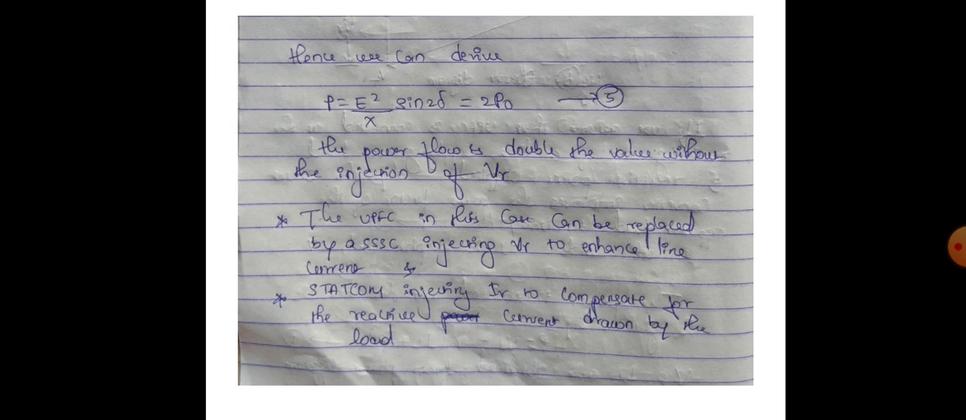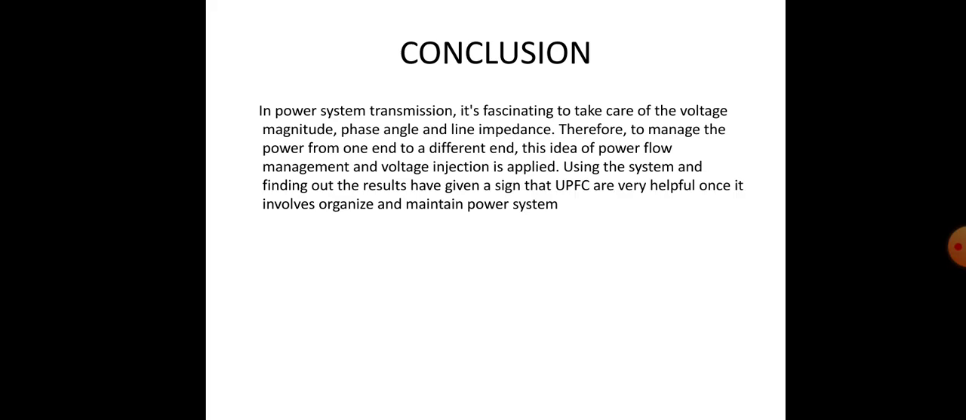So, conclusion. Here I conclude that in power system transmission, it is fascinating to take care of the voltage magnitude, phase angle and line impedance, therefore to manage the power from one end to another end. This idea of power flow management and voltage regulation is applied using the system, and the results have given the sign that UPFC is very helpful when it comes to organizing and maintaining the power system.